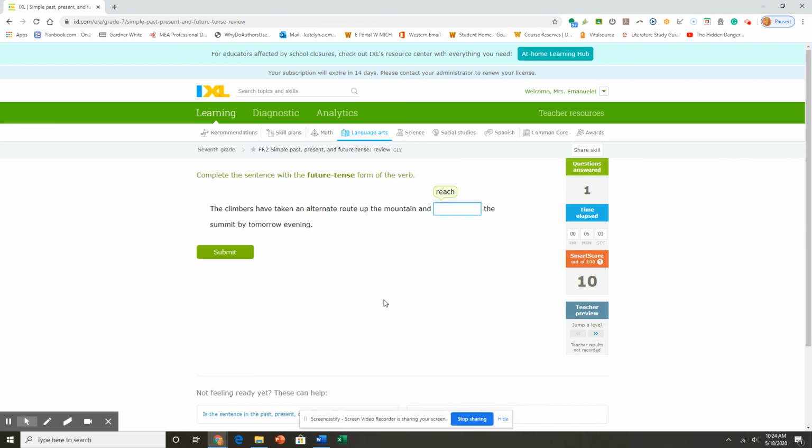Again, looking at future tense, the climbers have taken an alternate route up the mountain, and because it's future, we need to add will. Then you have your verb, reach: the climbers will reach the summit by tomorrow evening.